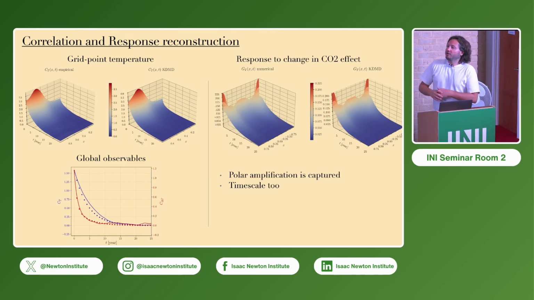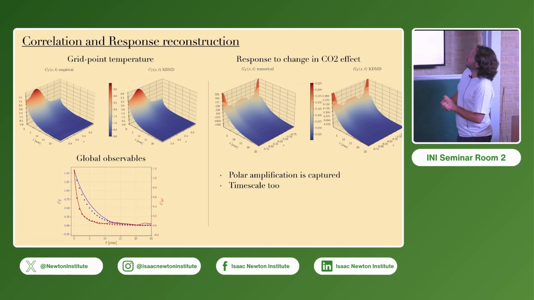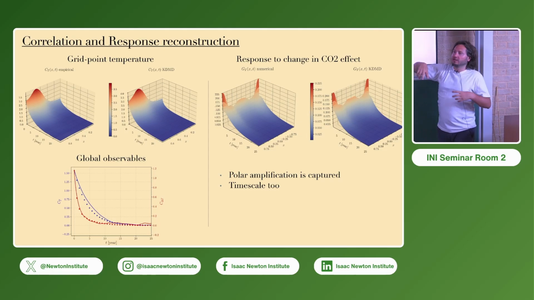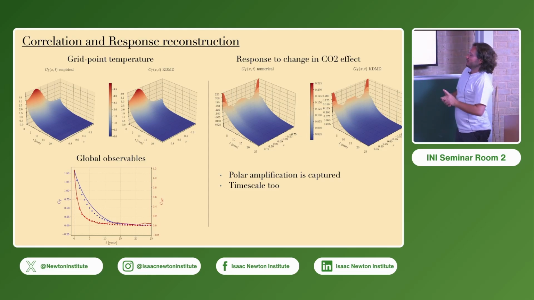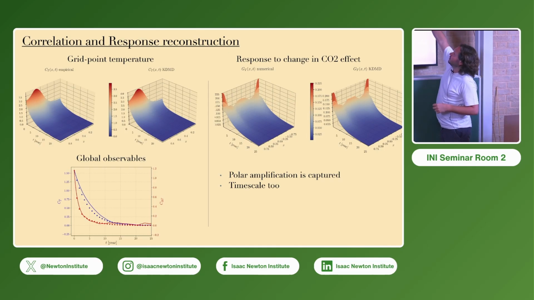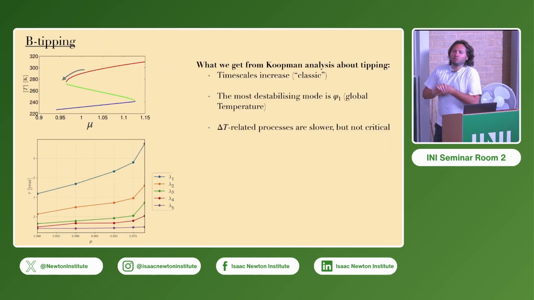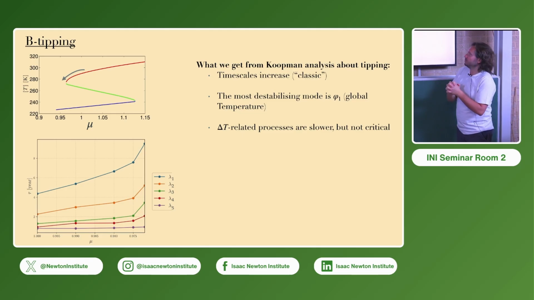And then we also tried response experiments with the algorithm that I was showing before. This is a response to increasing CO2 forcing. You can see that you have polar amplification, which is what we expect when you have a change in radiative forcing. And it picks up the spatial profile, and it also picks up the time scale as well. So what do we get from this analysis when we apply it to bifurcation types of tipping?